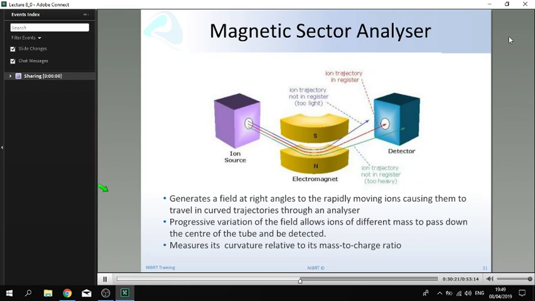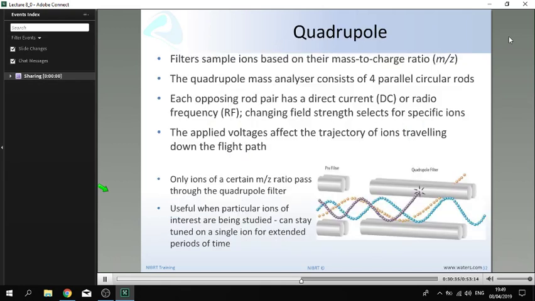Okay, so by changing the electromagnetic field, you're actually picking what mass to charge ratio will go through this curved trajectory and hit the detector. So by varying the field, it allows different masses to pass down the center and be detected.